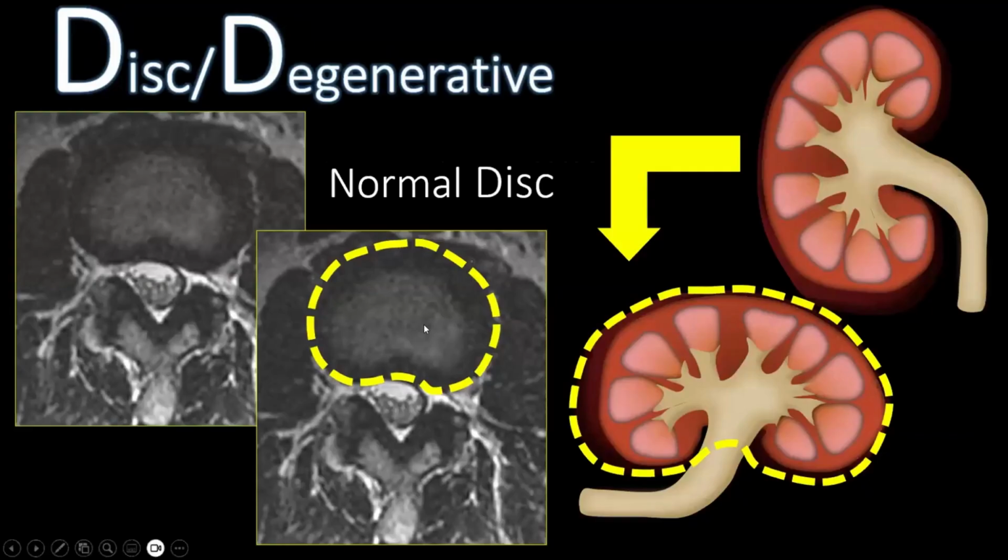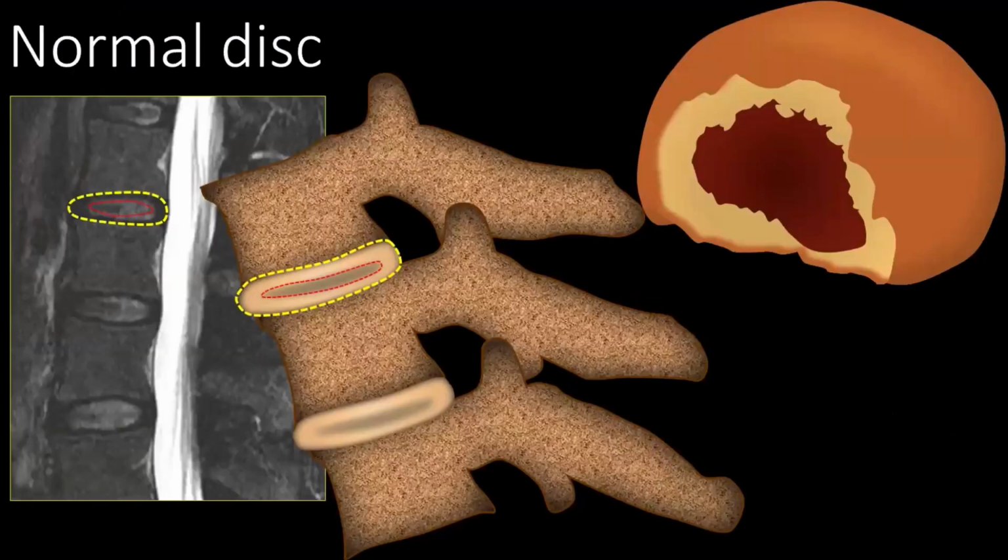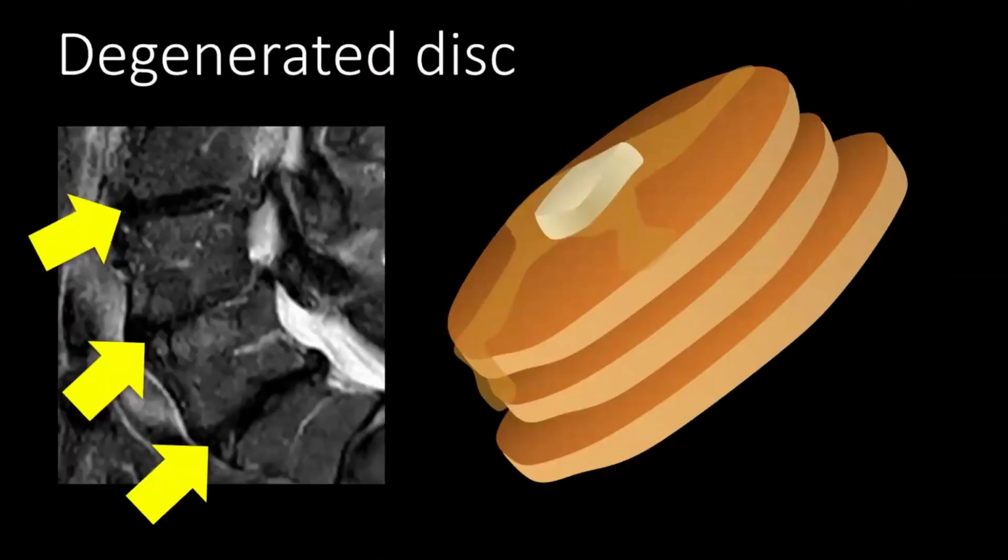So the normal disc also has a very distinctive appearance on sagittal imaging. It kind of looks like the cross section of a jelly donut, with the T2 bright aspects of the disc and a dark nucleus pulposus center. Now, when they degenerate, you lose that jelly filling and they start to look more like a pancake rather than the cross section of a jelly donut. So if you see flat pancakes, that means that that disc is degenerated.